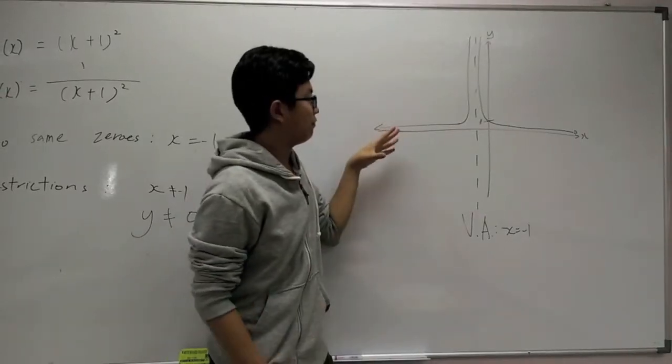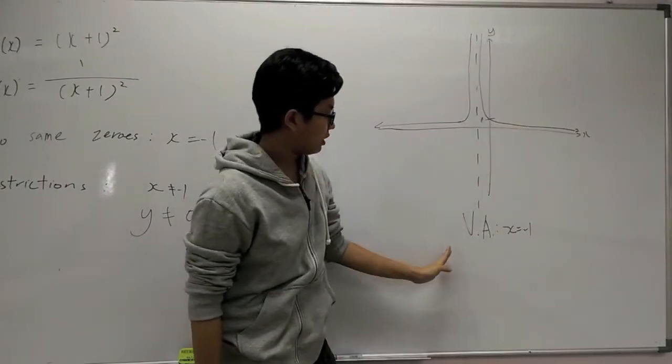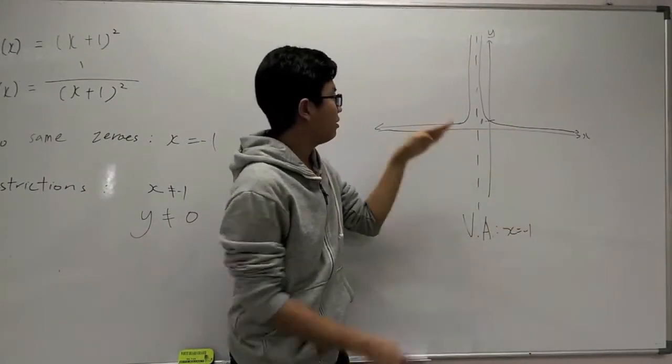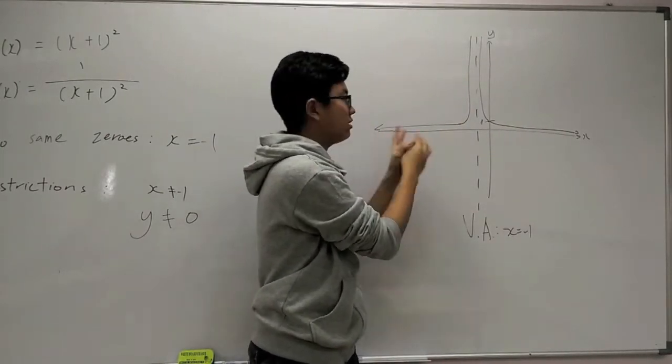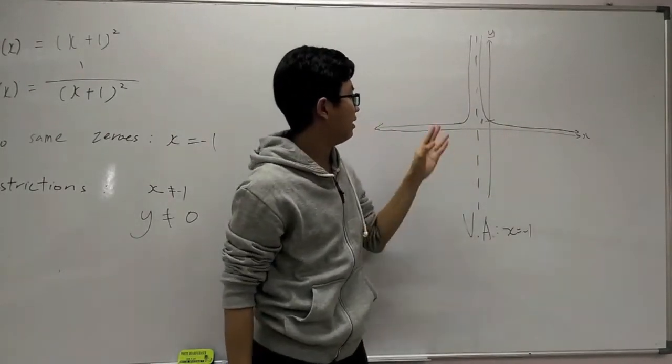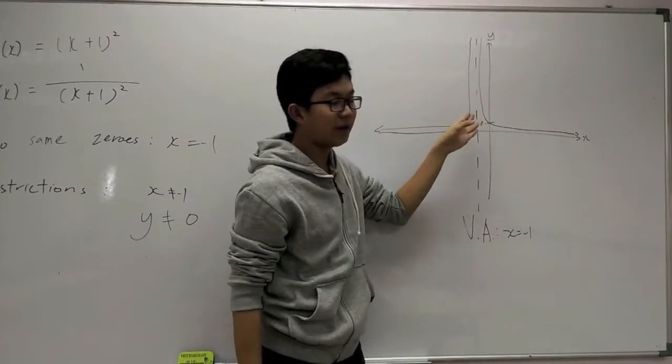Now we look at the graph. The graph has the vertical asymptote of x equals -1, but the graph extends to both negative infinity x and positive infinity x, and the y-intercept of the graph is 1.